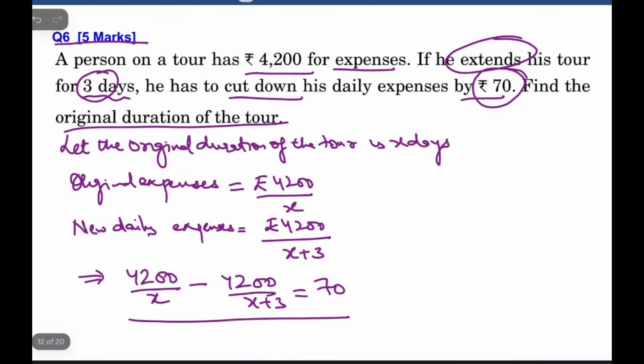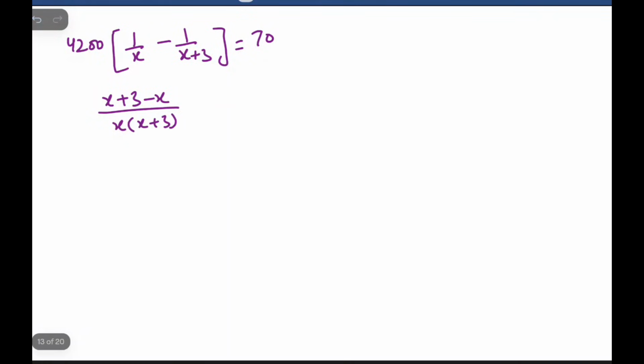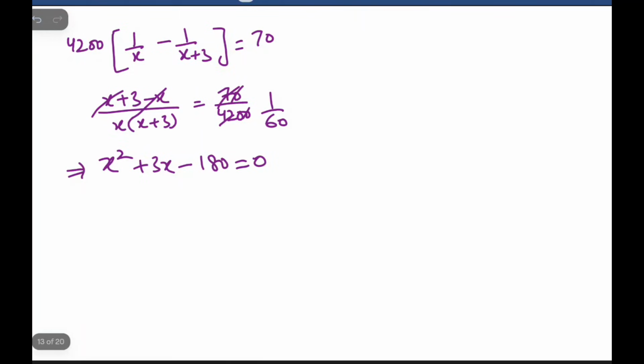Now we will be solving this equation. Taking 4200 common, we get 1 upon x minus 1 upon x plus 3 is equal to 70 upon 4200. Now if we take LCM, we get x plus 3 minus x upon x times x plus 3 equal to 70 upon 4200. This cancels, we are left with 1 upon 60. This also cancels, so we are left with x square plus 3x minus 180 is equal to 0.